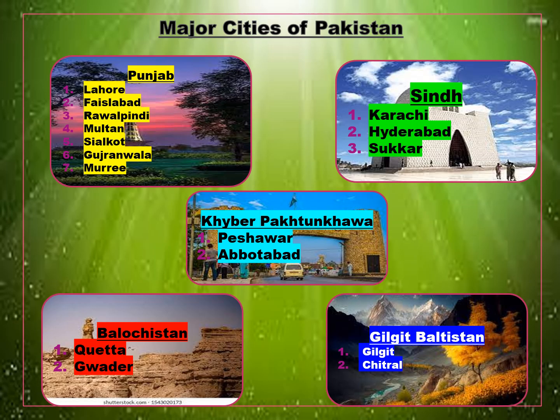Now, if we talk about the major cities of Pakistan, you should know at least 5 to 6 major cities and their location in every province of Pakistan. In Punjab, we have Lahore, Faisalabad, Rawalpindi, Multan, Sialkot, Gujranwala and Murree. In Sindh, we have Karachi, Hyderabad and Sukkur. In Khyber Pakhtunkhwa, we have Peshawar and Abbottabad. In Balochistan, we have Quetta and Gwadar. In Gilgit-Baltistan, we have Gilgit and Chitral as the major cities.